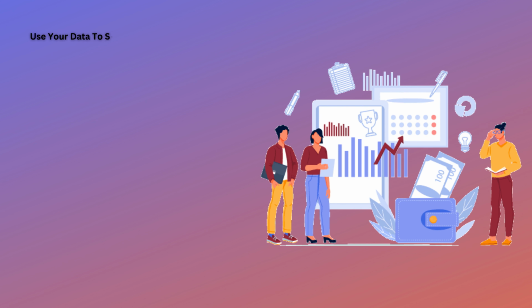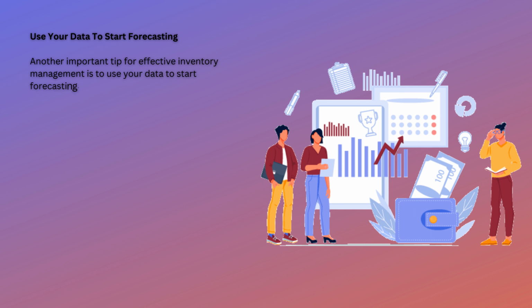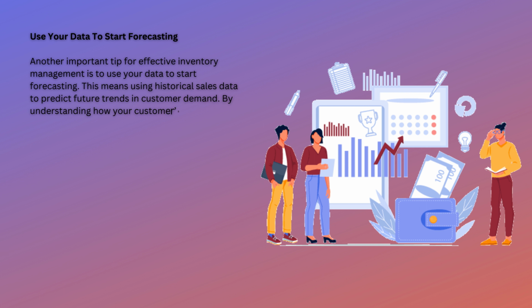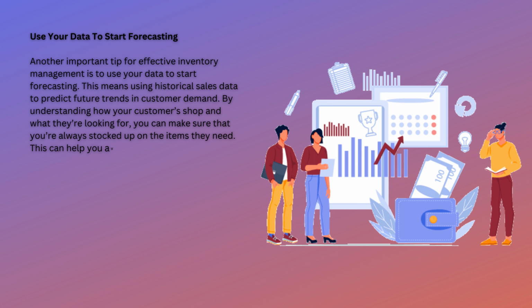Use your data to start forecasting. Another important tip for effective inventory management is to use your data to start forecasting. This means using historical sales data to predict future trends in customer demand. By understanding how your customers shop and what they're looking for, you can make sure that you're always stocked up on the items they need. This can help you avoid stockouts and keep your business running smoothly.